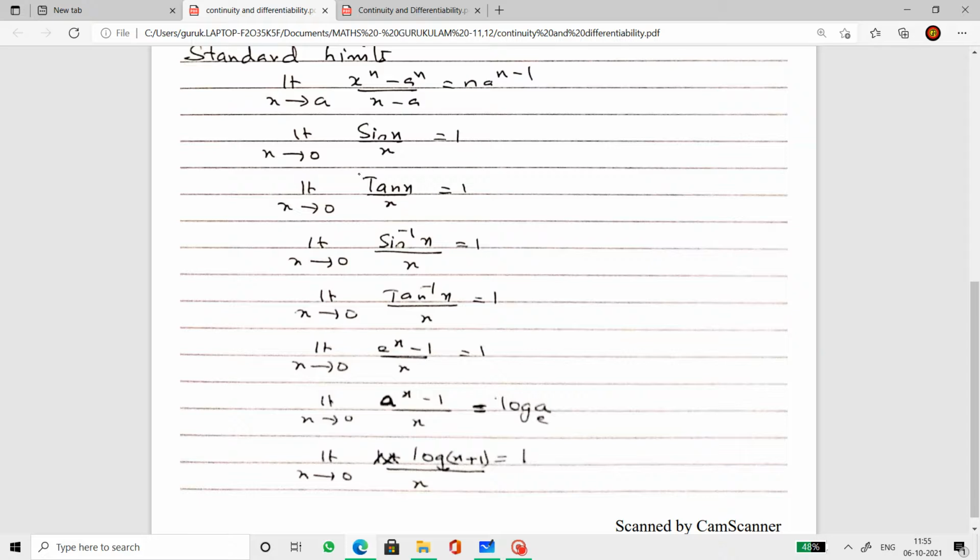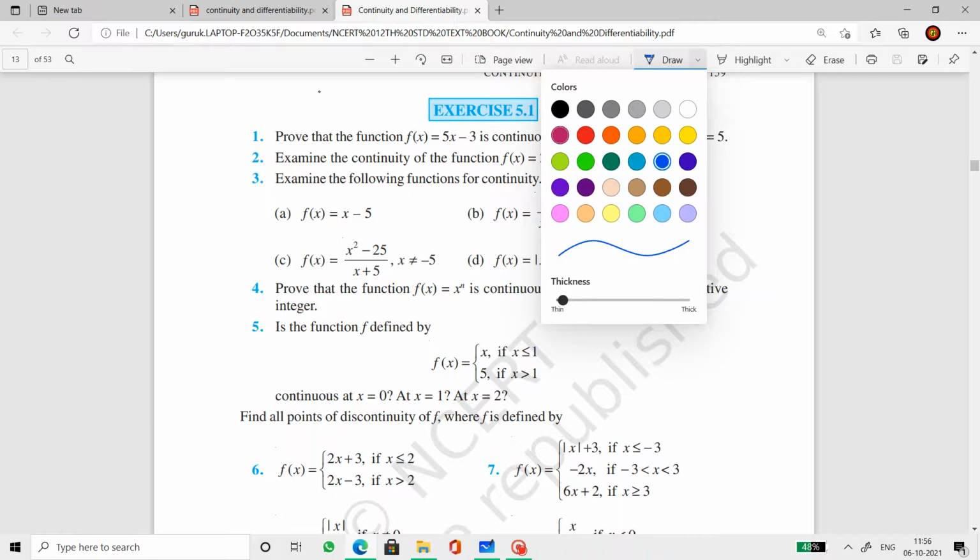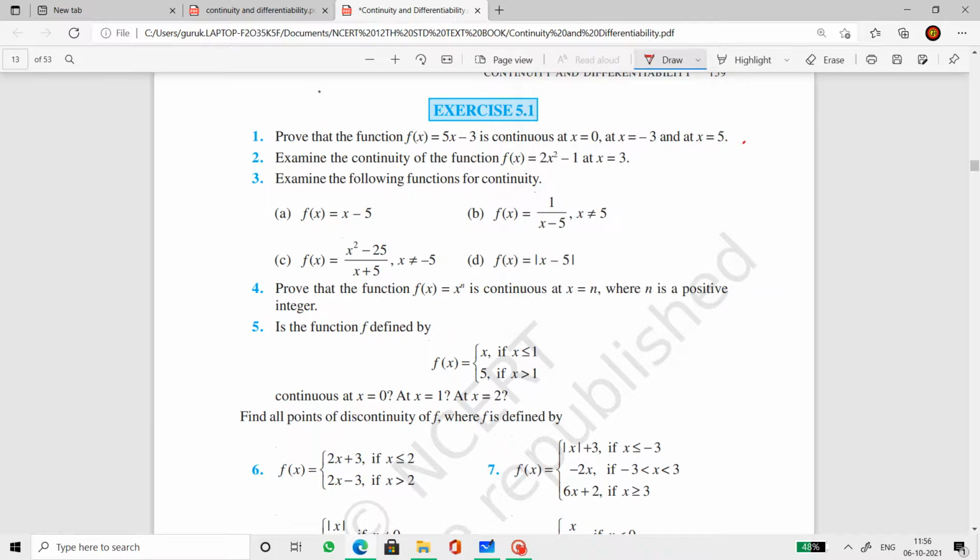Alright, now let's start the sums from the textbook. As you can see, this is exercise 2.5.1 from the chapter Continuity and Differentiability from the NCERT textbook. So this is the base. But when it comes to the different models, a higher level question, we need to use other books. So this is the basic now. Prove that the function f of x is equal to 5x minus 3 is continuous at 0, minus 3 and 5 separately.